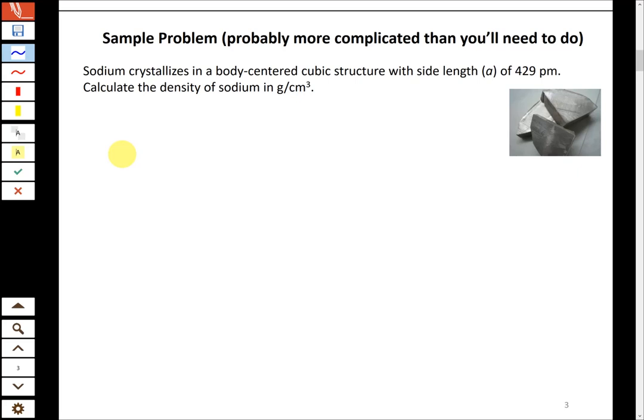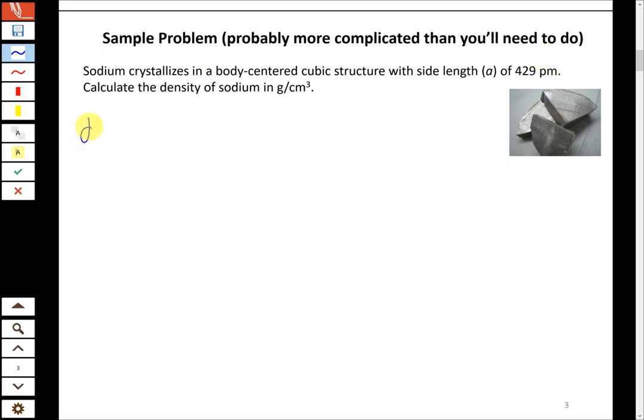Why is it important to know the dimensions of the unit cell and which corners and which faces are occupied, all that stuff? So one thing you can do is you can calculate the density from the unit cell structure that you have. So if we have sodium, it's a sort of soft metal shown here, but it crystallizes in a body-centered cubic structure, and the side length A, the length of each side on the cube, is 429 picometers. Pico is 10 to the minus 12. We want to calculate the density of sodium in grams per cubic centimeter. So just by knowing what type of structure it is, body-centered cubic, and just by knowing the size of the unit cell side length, how long each side is in the cube, you can calculate the density, and we'll see how to do that here.